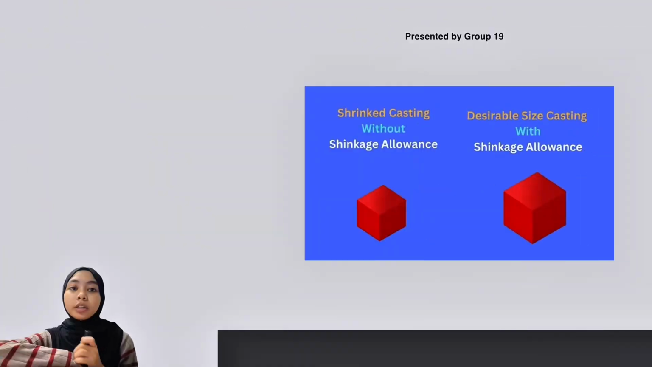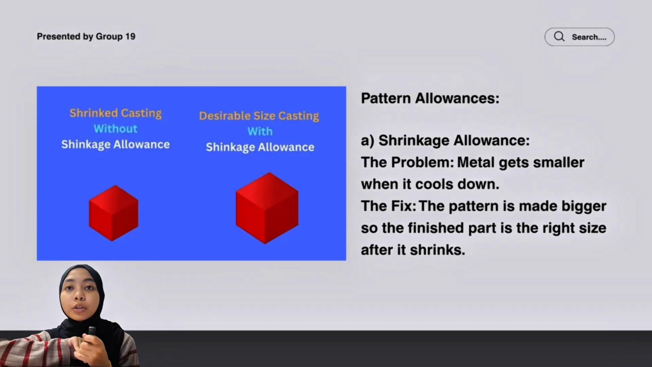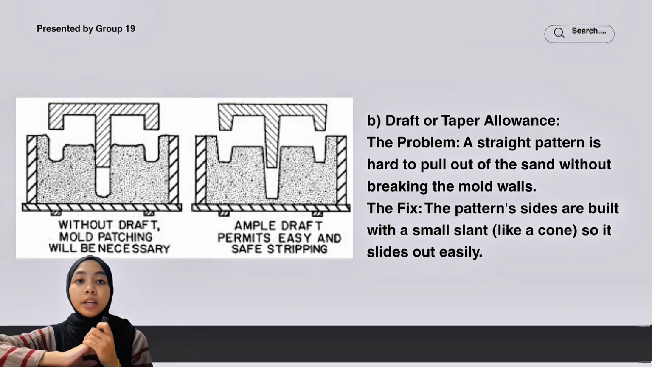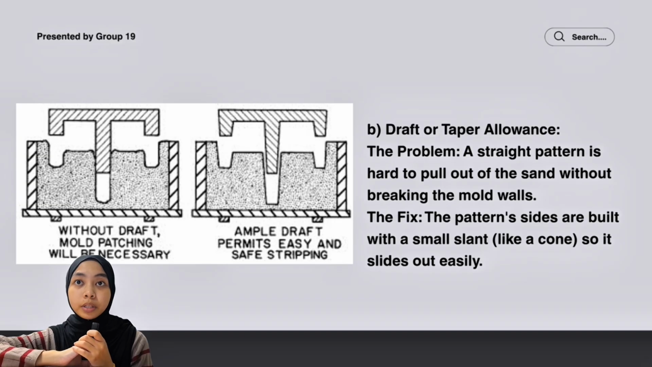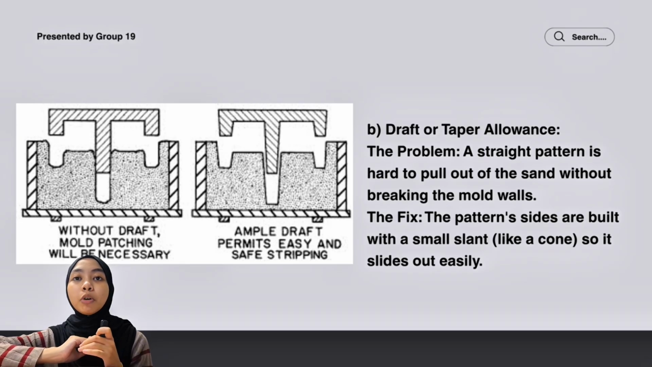Okay, next, there are 5 types of pattern allowance, which the first one is shrinkage allowance. So the problem is the metal gets smaller when it cools down. So how to fix this problem? The pattern is made bigger than the normal size, so the finished part is the right size after it shrinks. Okay, next, draft or taper allowance. So the problem is a straight pattern is hard to pull out of the sand without breaking the mold walls. So how to fix it? The pattern sides are built with small slants like a cone, so it slides out easily.